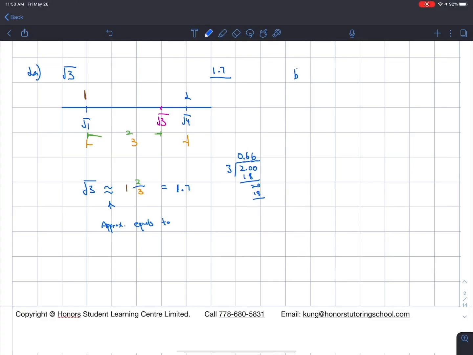Okay, and then B, square root of 5. Same idea. I have the square root of 4 and the square root of 9. This is 2, this is 3. The square root of 5 is in between them. From the square root of 4 to the square root of 5, the distance is 1. From the square root of 4 to the square root of 9, the distance is 5. So we can say that the square root of 5 is roughly equal to 2 and 1/5. And 1/5, if you change that to decimal, will just be 0.2. So the answer is 2.2. And I check with my calculator, the square root of 5 is 2.2, it is correct.